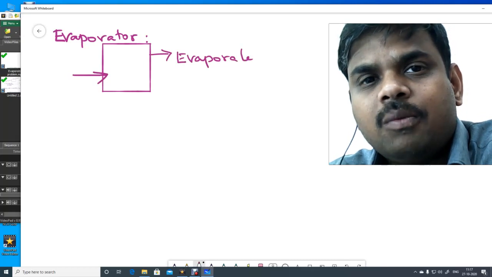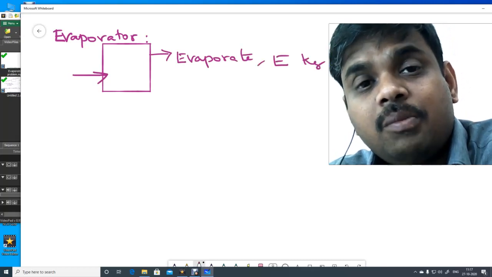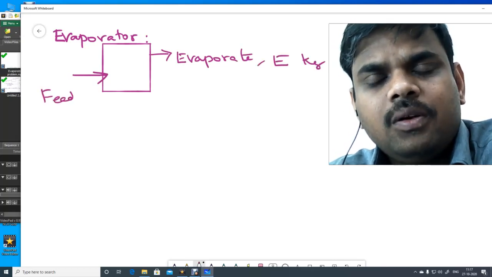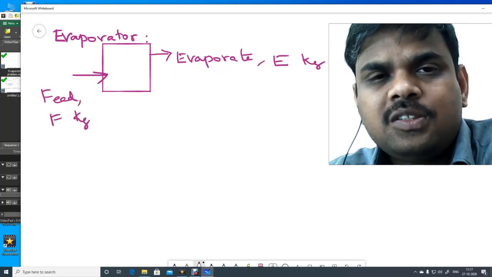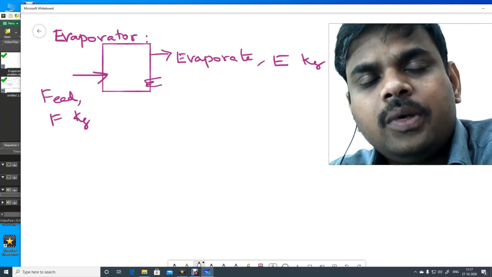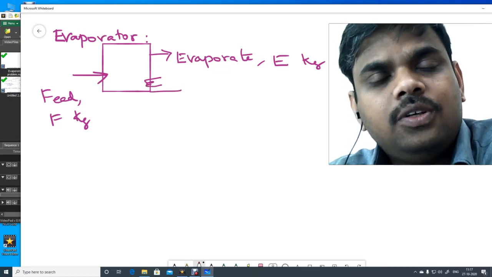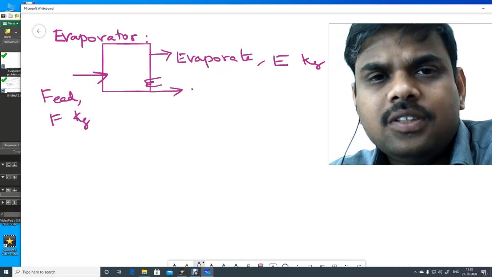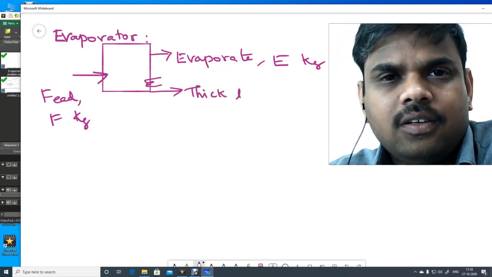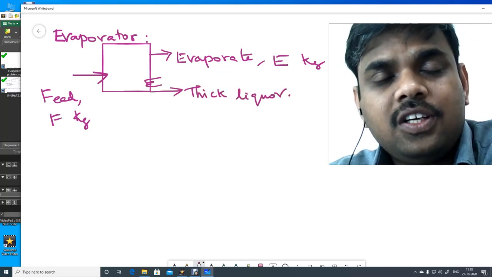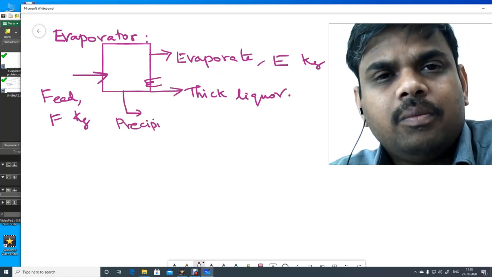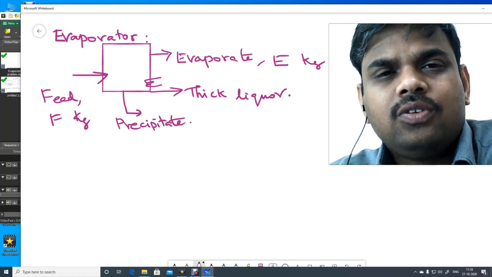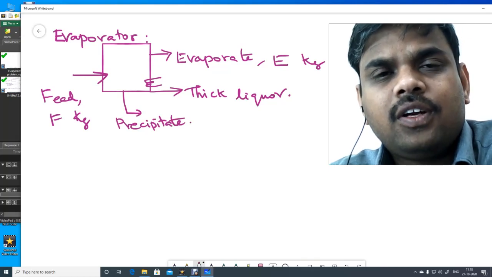There will be a thick liquor or mother liquor, and sometimes there may also be precipitation. So there may be a possibility of precipitate formation. In most cases, the precipitate formed will be 0. So we will majorly consider feed equal to evaporate plus thick liquor. If precipitate is present, then feed is equal to evaporate plus thick liquor plus precipitate. So F for feed, E for evaporate, T for thick liquor, P for precipitate formed.